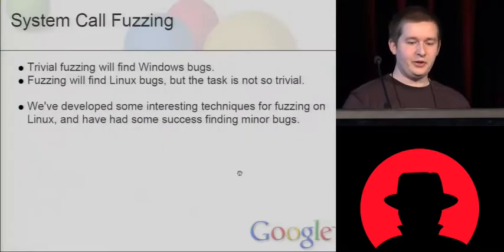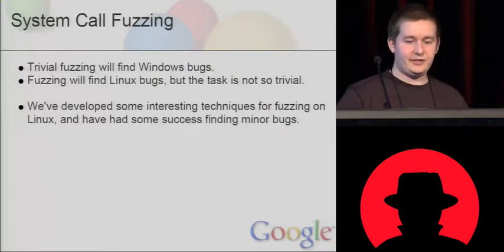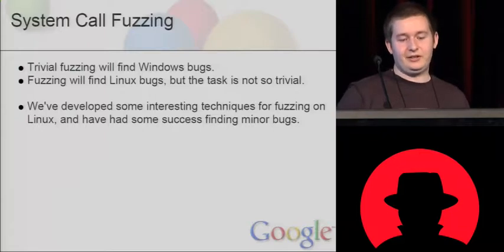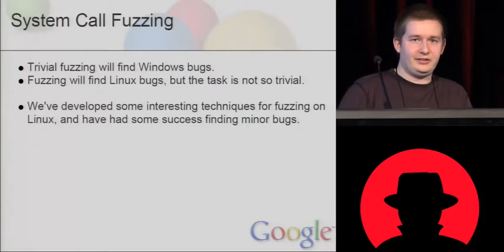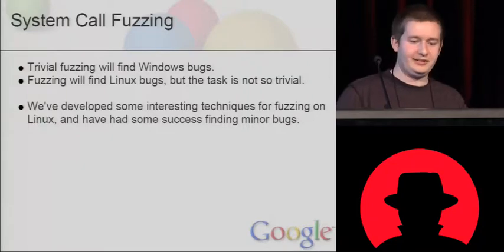So we've been working on system call fuzzing. Trivial fuzzing can still find Windows bugs. The attack surface is really large, and there's lots of system calls to play with. You can find bugs by fuzzing on Linux, but in general the task is not so trivial, simply because the interfaces are so simple. It's tough to get them wrong. You need to do some work. You need to set up some, I don't know, complex state with file descriptors or whatever. But fuzzing will find bugs, and we've had some success this way.